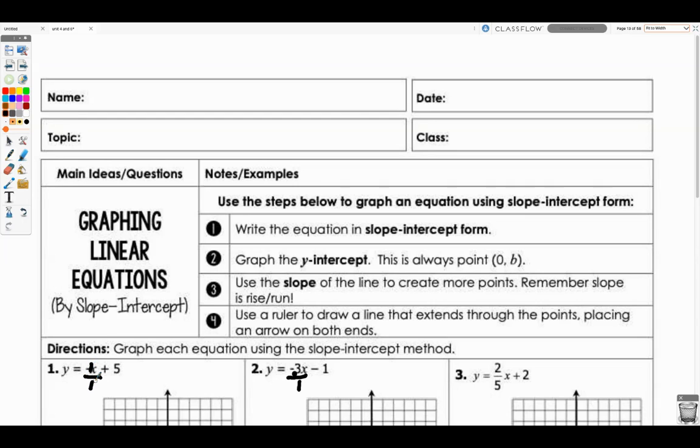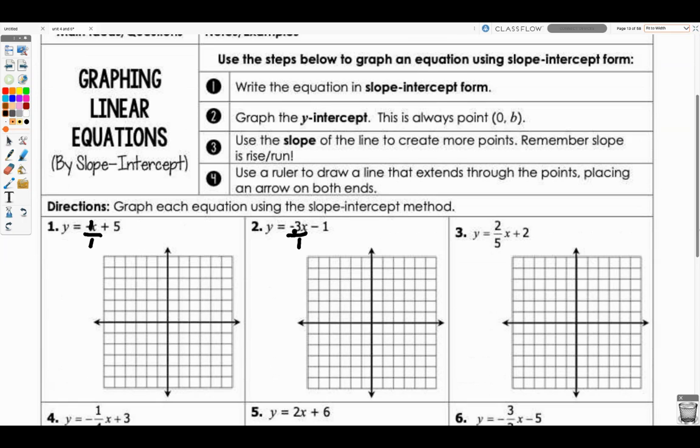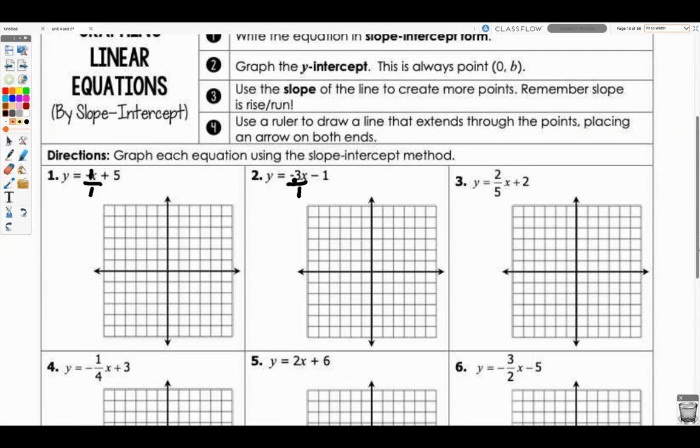Then you're going to use a ruler to draw a line that extends through the points, and you're going to place an arrow at each end. So let's do this. So all 3 of these equations are in slope-intercept form, okay? So you start with your y-intercept. So your y-intercept is going to be along the y-axis, but at 5. So 1, 2, 3, 4, 5.